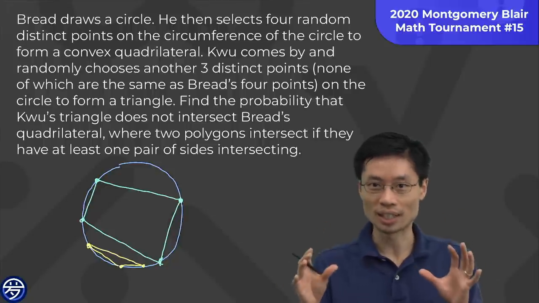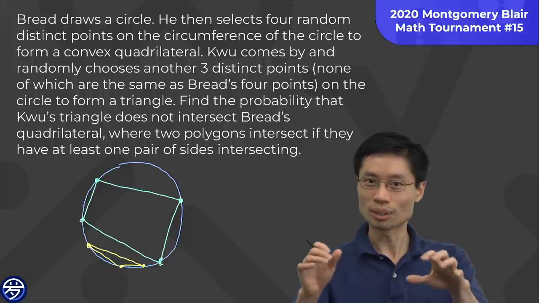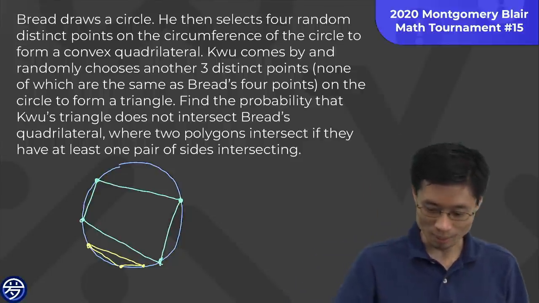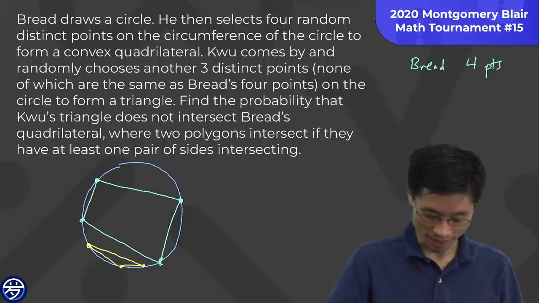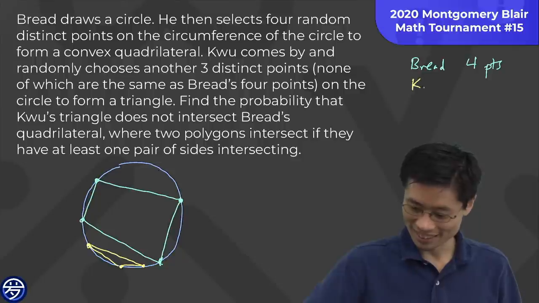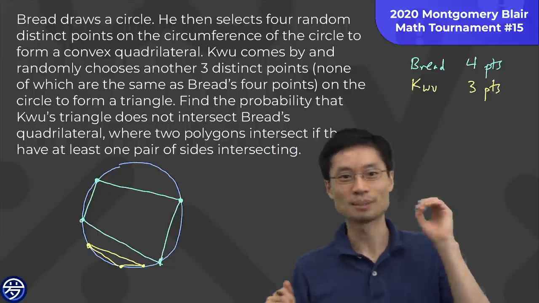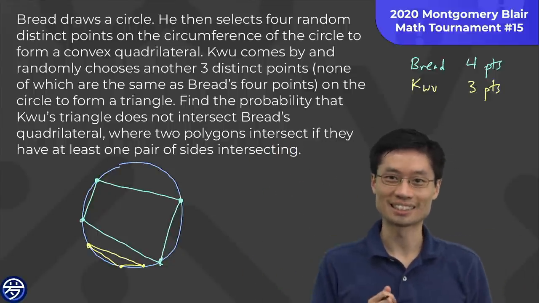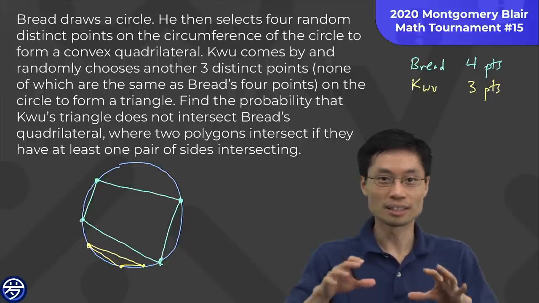What's really going on is that 7 points are being chosen. So what you can think about is that somehow Bread picks 4 points, and then Ku picks 3 points. You could say, let's just pick 4 points, pick 3 points, and hope that they don't intersect. Or you could say, what if you first picked 7 points?